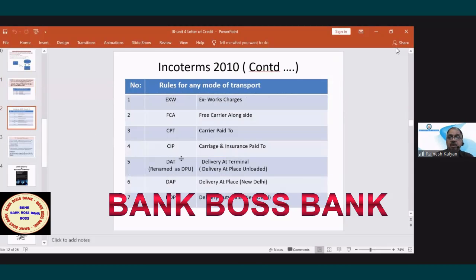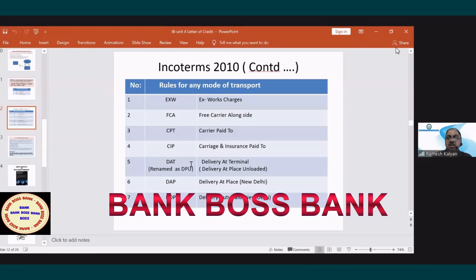Next, another important thing: earlier, among the 7 multimodal Incoterms, this is the thing that was changed. Earlier it was delivery at terminal. Now that is renamed as DPU, delivery at place unloaded, because there was confusion between delivery at terminal, DAP and DAD. Now delivery at place unloaded means the purchaser or buyer has to undertake those expenses. So for clarity it was changed. From the examination point of view, it is now renamed as DPU, delivery at place unloaded.